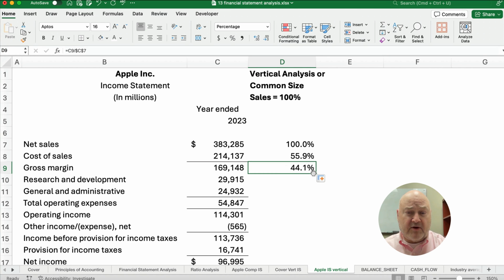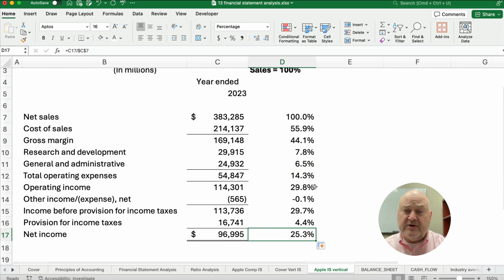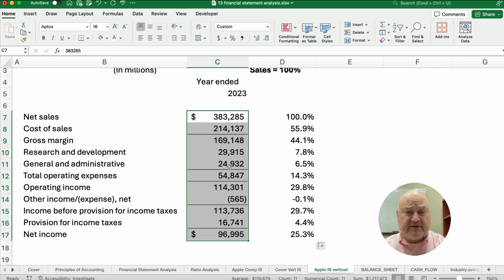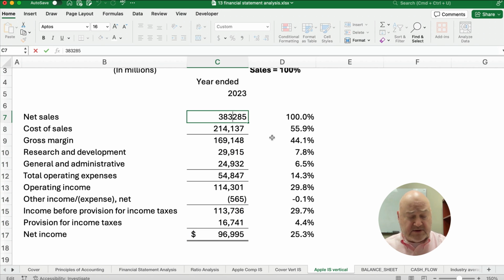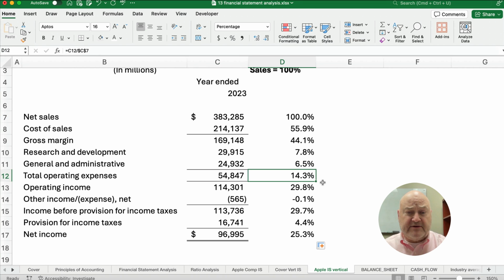Now, we can copy this all the way down to net income, and so you can see then everything is a percent of this original sales number. So what we can see is that our operating expenses are like 14% of our sales. Our income before income tax is about 29%. Our tax is about 4.5% of our sales. And our net income here is 25%.